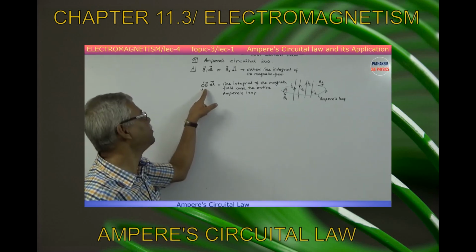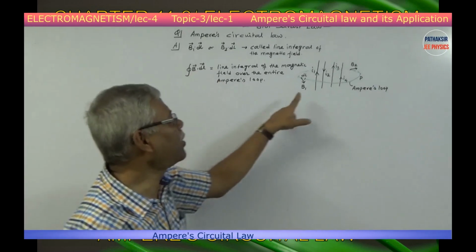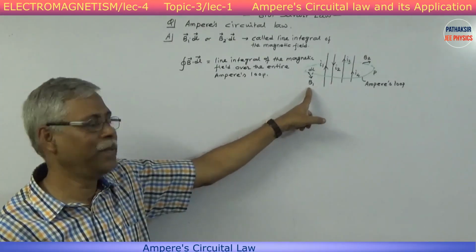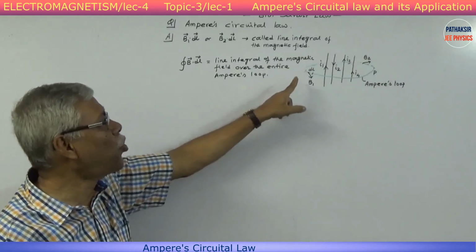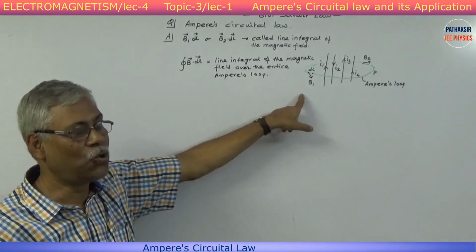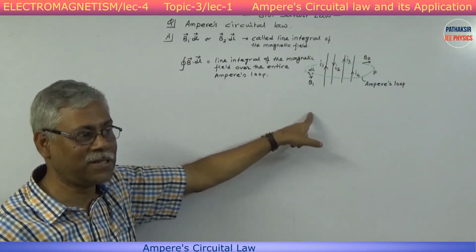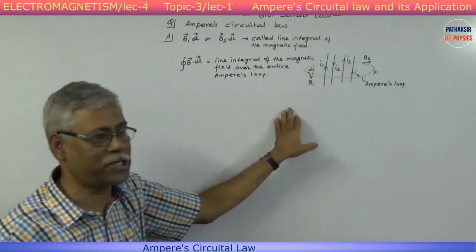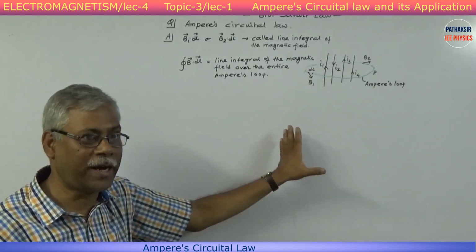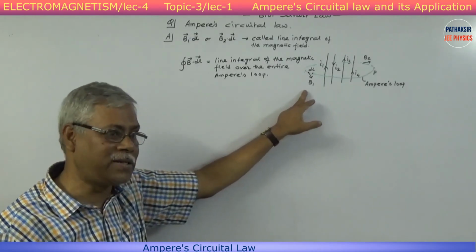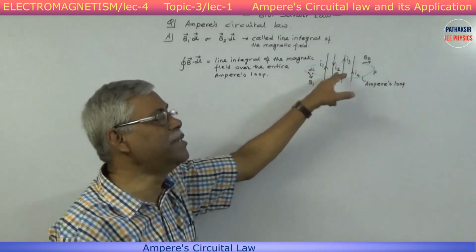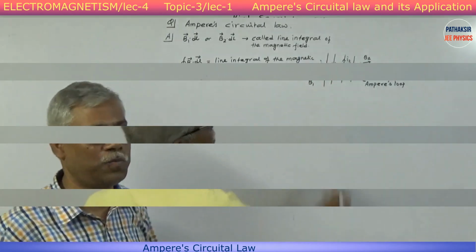This B that I am writing here, or the B1 that I have written here, or B2 that I have written here, is not the magnetic field only due to the currents enclosed by Ampere's law. Not that. It is the magnetic field due to all the currents existing both inside and outside the loop.